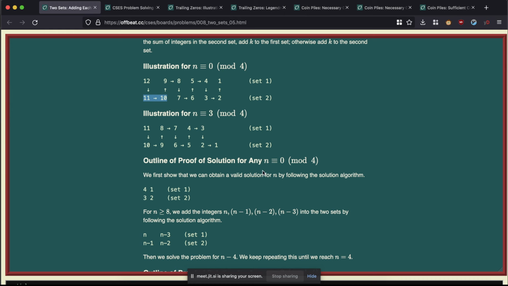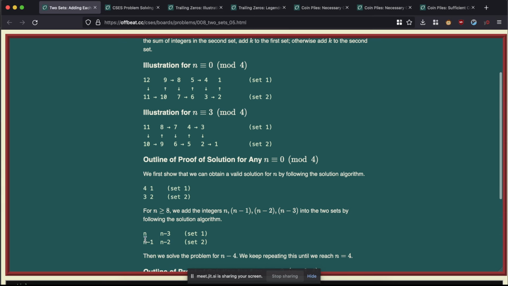It is a multiple of 4. So we can see that n plus n minus 3 is 2n minus 3. N minus 1 plus n minus 2 is also 2n minus 3. What we have shown is that, at least for the first group, we can arrange it while satisfying the equal sum requirement. And then we solve the problem for n minus 4.